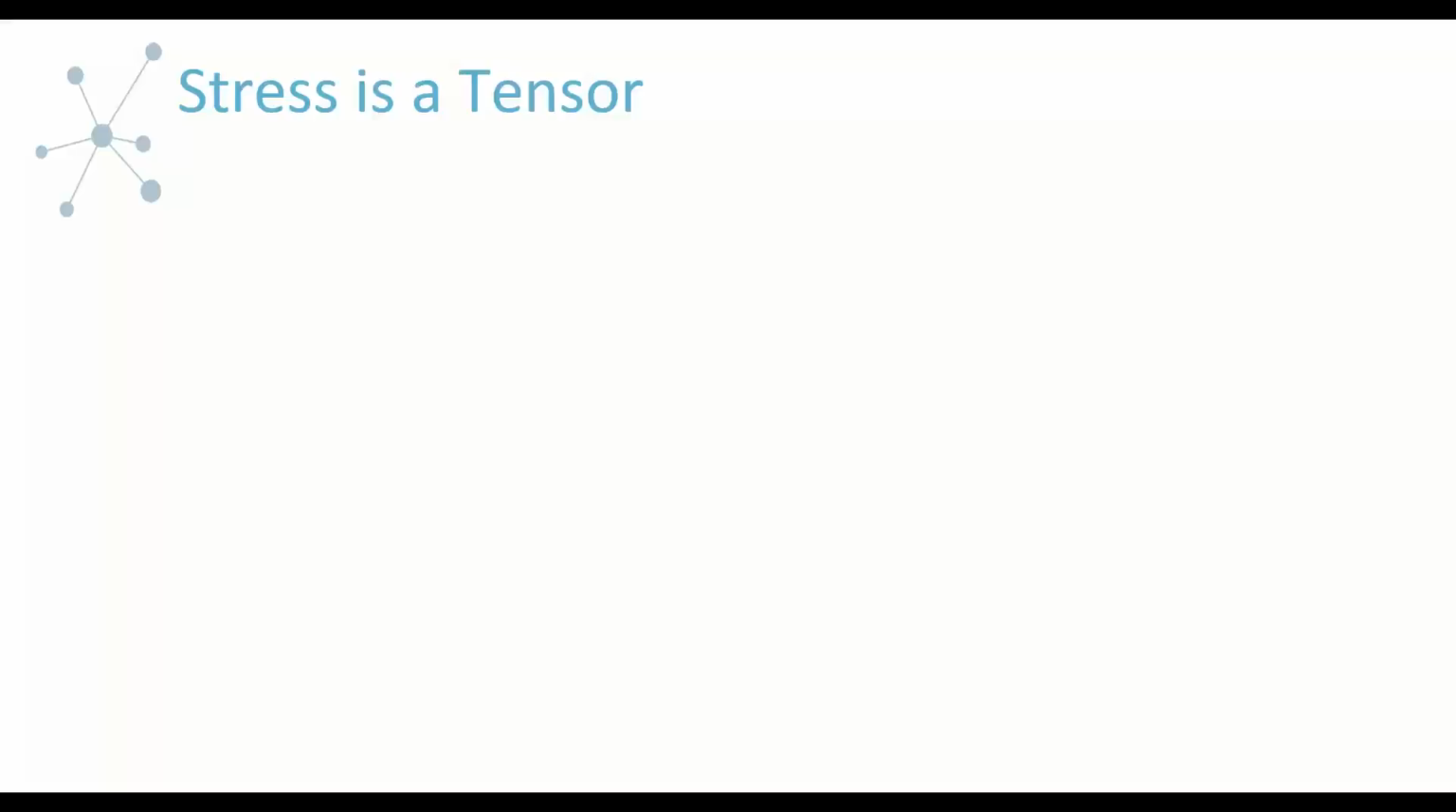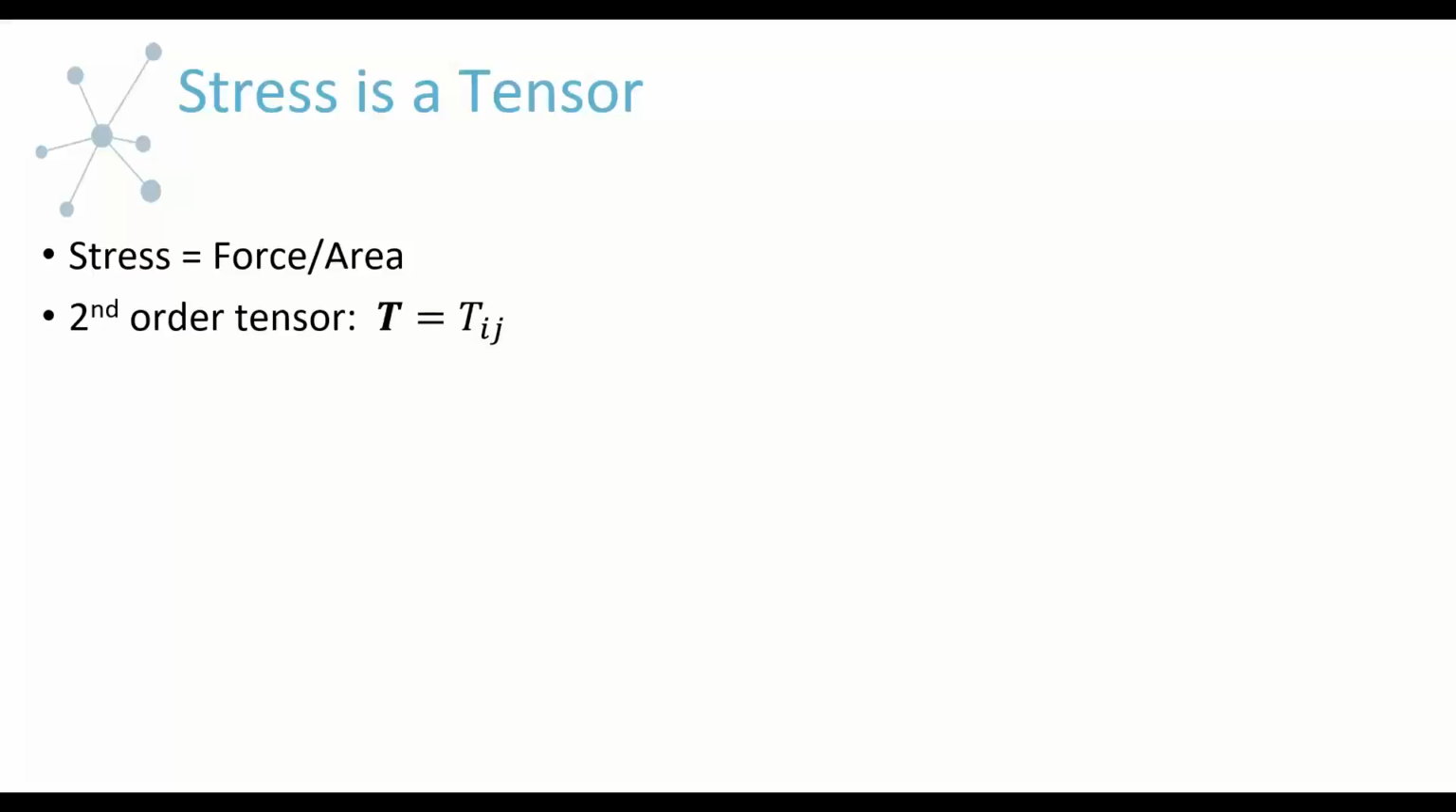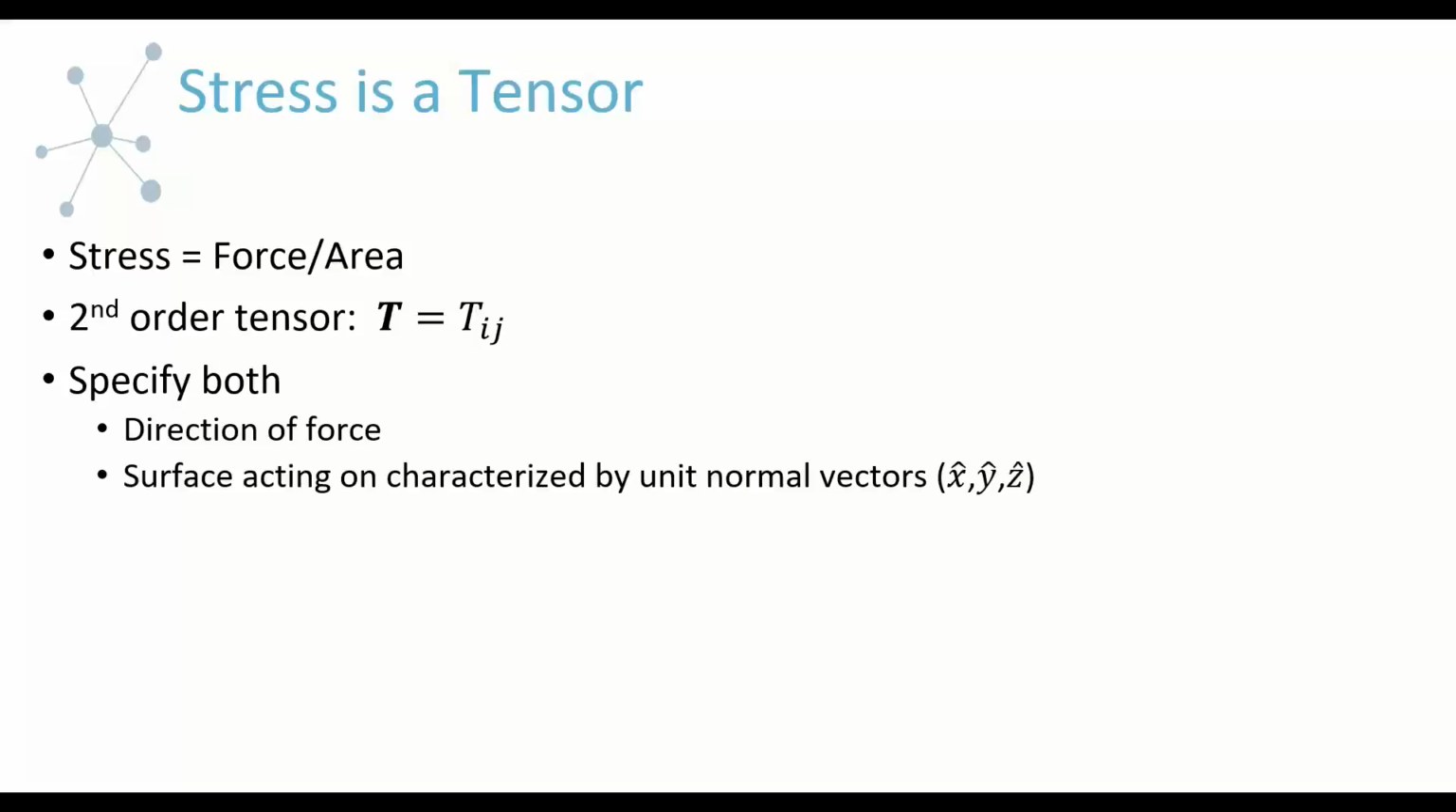So when we talk about stress, this is just basically taking it to the next level. Stress, which is force per unit area, is a second order tensor. And it's a second order tensor because we now have to specify two things. Unlike the vector, where we only have to specify the direction of the force, we now also have to specify what surface this force is acting on.